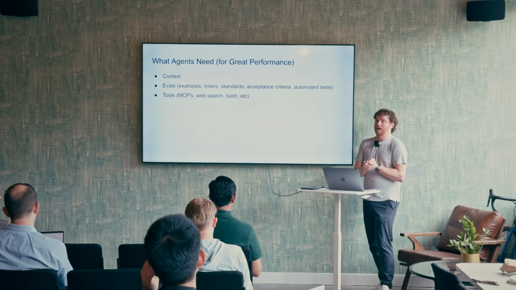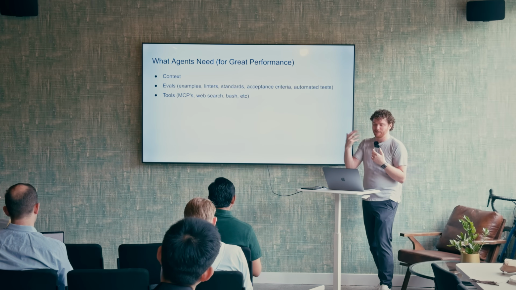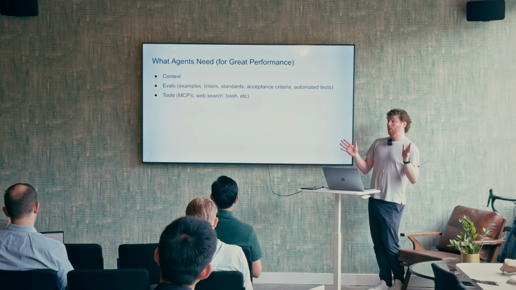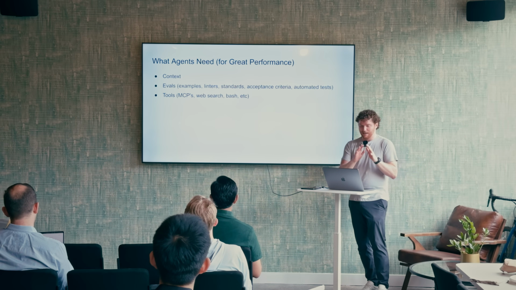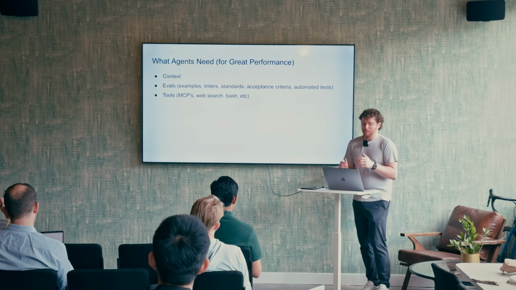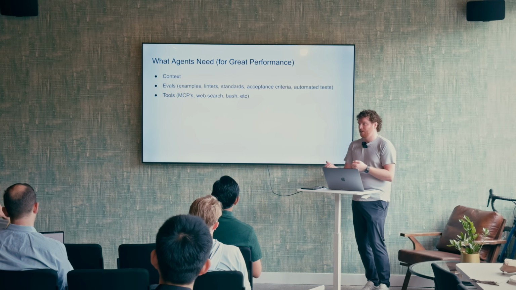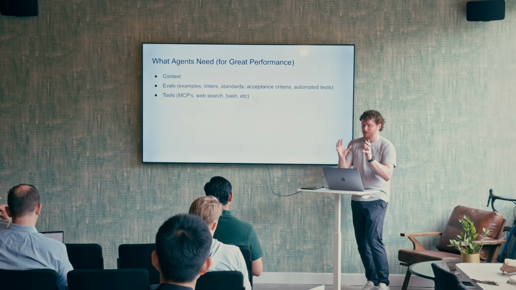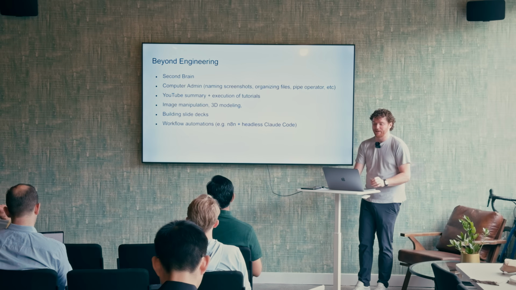Any standards, so around commits and branch naming, for example, acceptance criteria, automated tests, and then also tools. So different MCPs are the easiest way to expose these, but also the built-in web search and Bash, GitHub CLI. There's a lot of other tools you can give these models to perform and do much better.